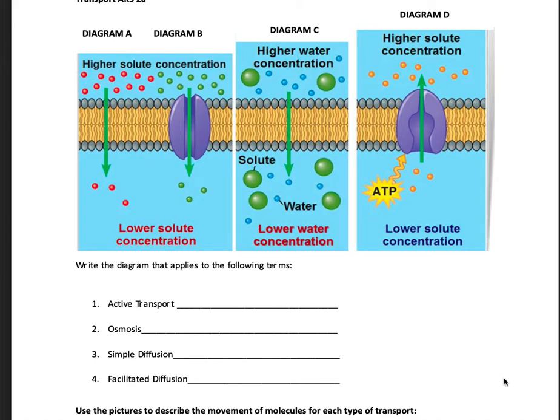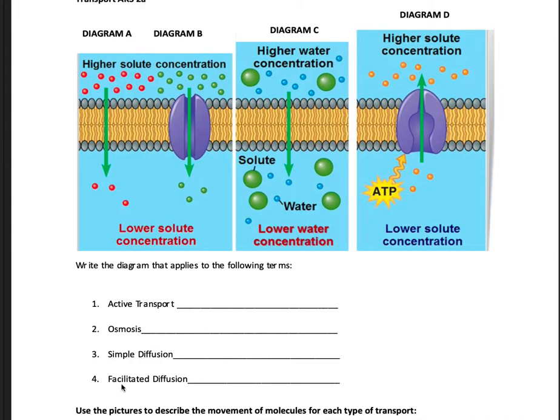Here we have 4 different diagrams, and you can see in diagram A, you have particles moving from a higher concentration to lower concentration. It's moving through the phospholipid bilayer and there's no energy required. Diagram A is showing you simple diffusion.